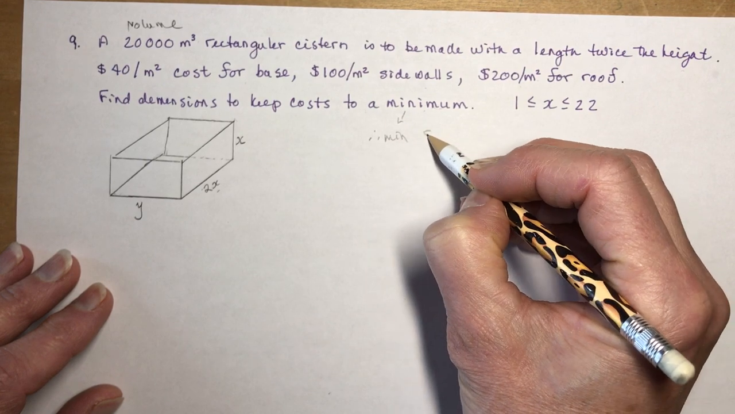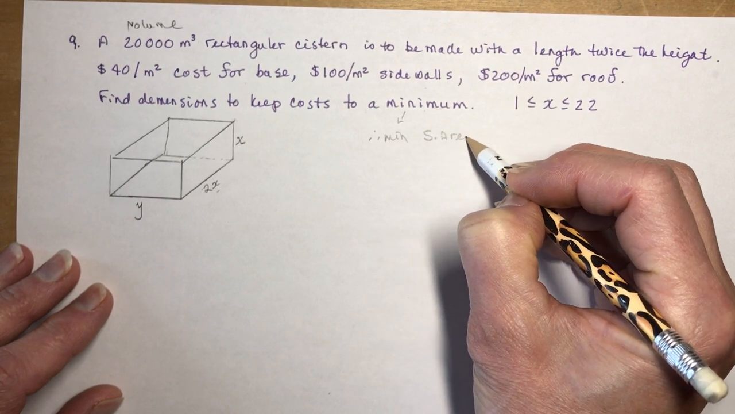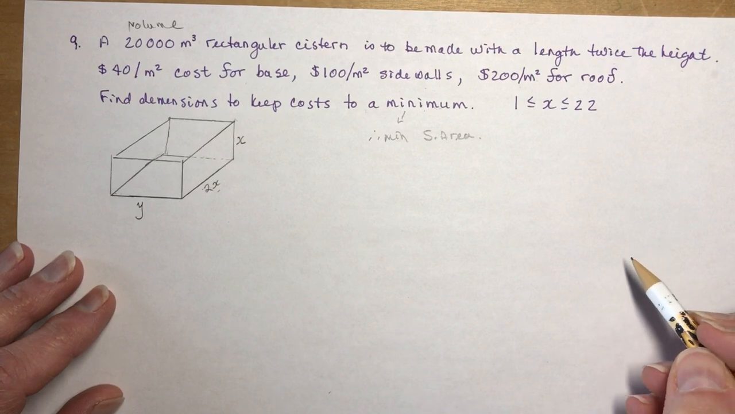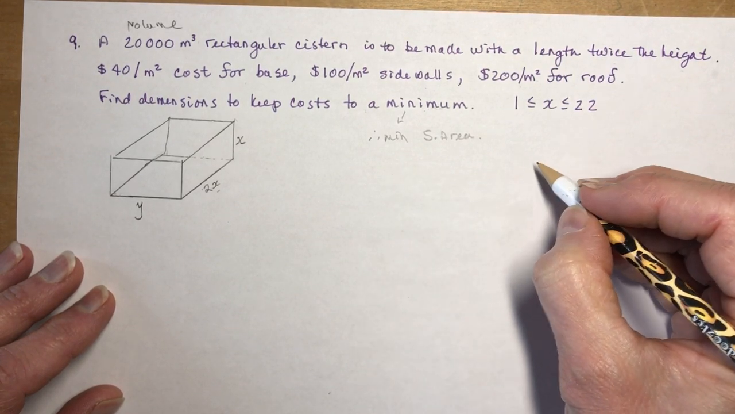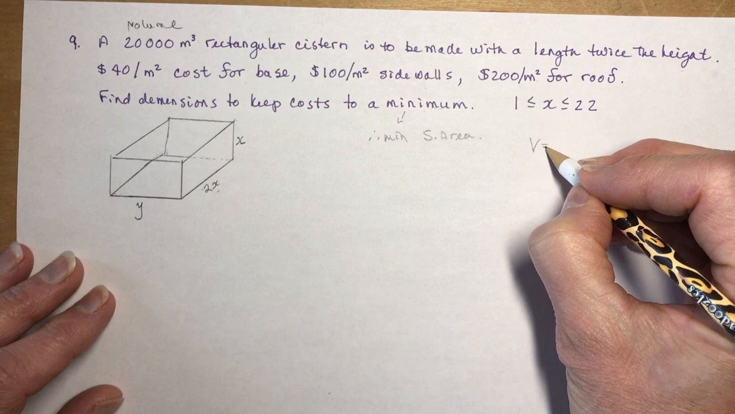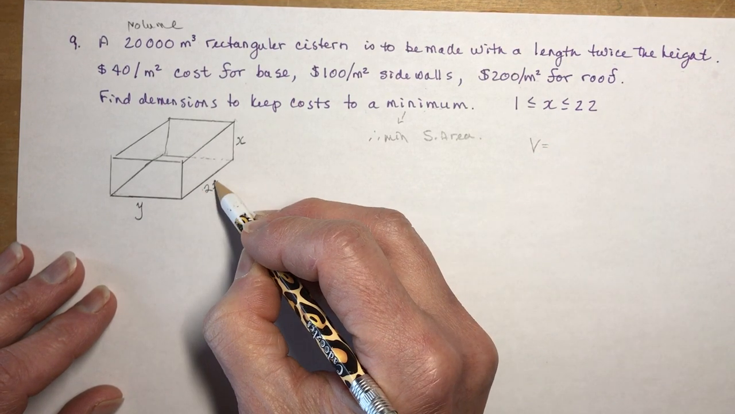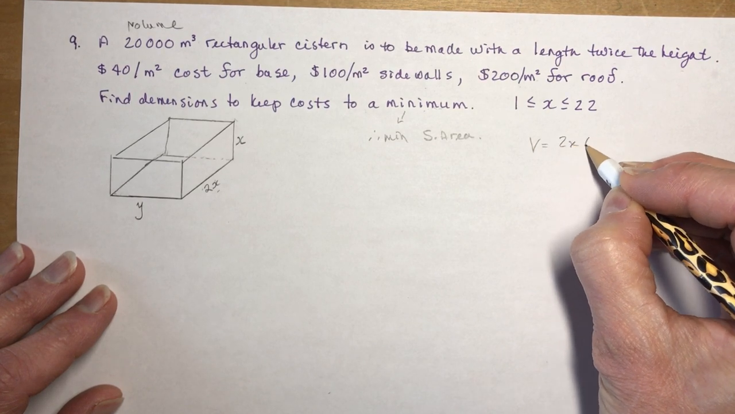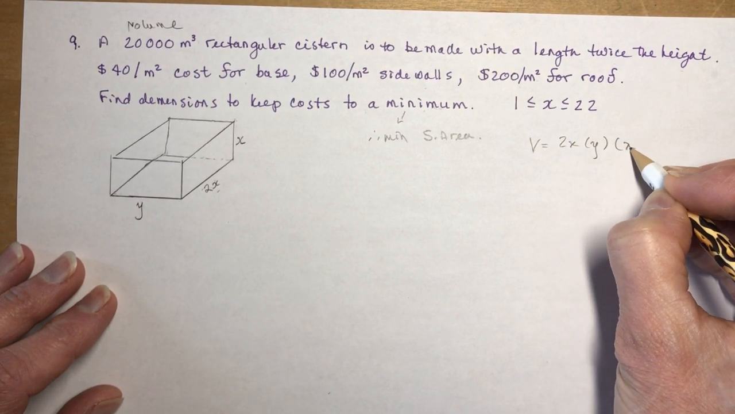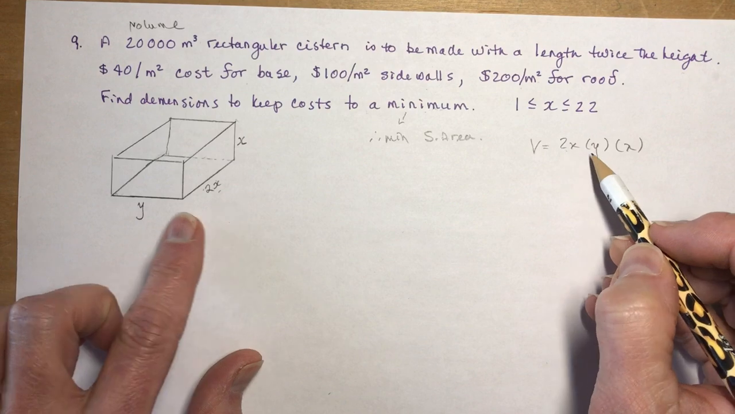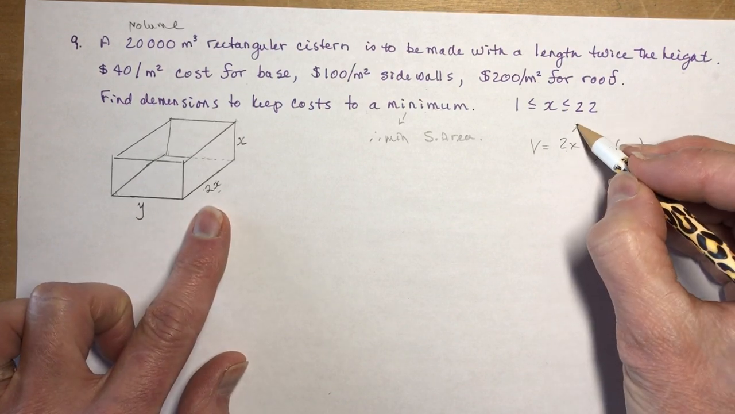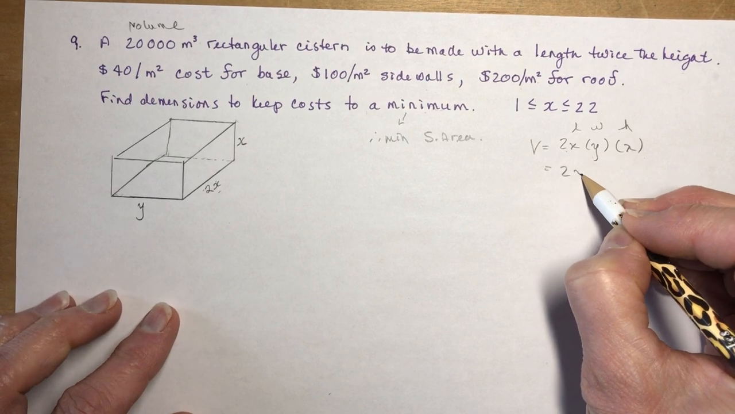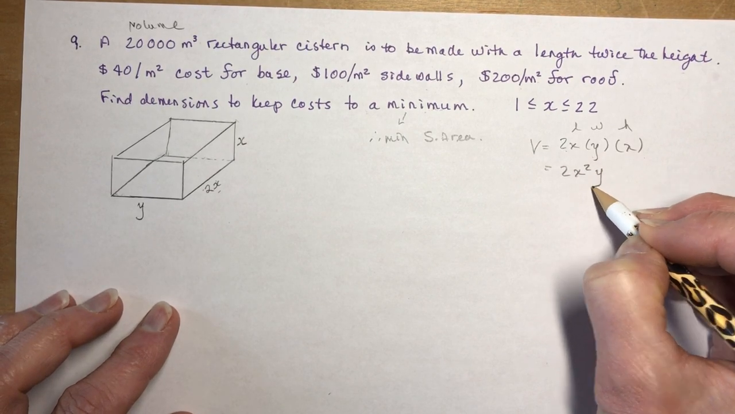Minimize the surface area, right? We want to minimize the surface area. So we have two equations. We're going to have a volume equation. So the volume is going to be 2x times y times x, right? That's length times width times height. So that gives me 2x squared y.